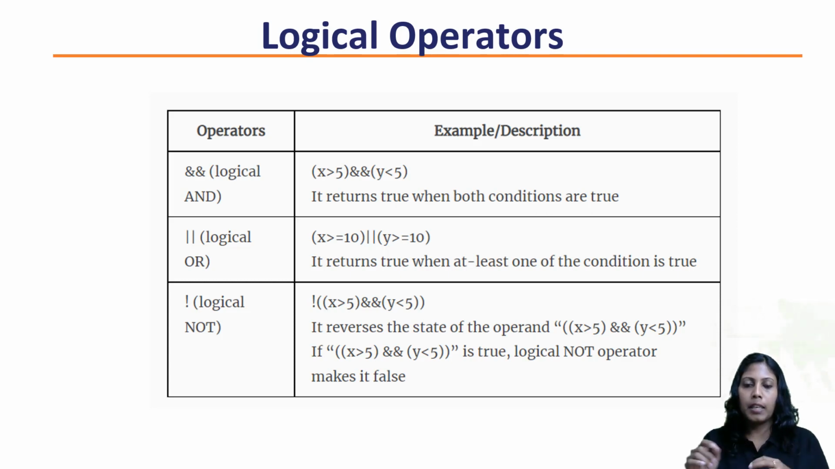Then not true. Finally, I'm just making not true. It is reversing the result. Okay, so it will be reversing the result. If it is true, not true means it becomes false. That's it. So that's about the logical not operator.